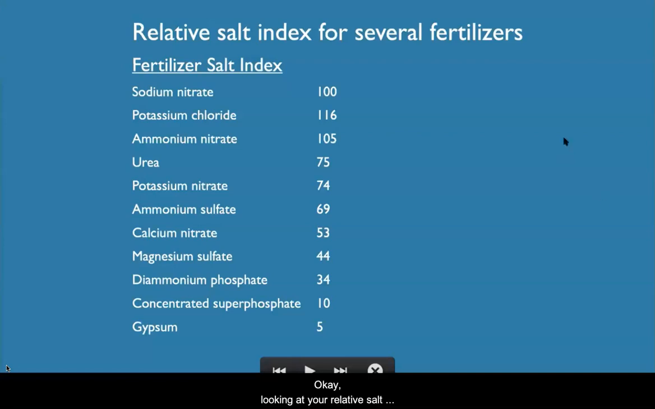Okay, looking at your relative salt index for several different types of fertilizers, I've got them listed here. And again, I'm going to make this presentation and recording available later. So we've got sodium nitrate, potassium chloride, and ammonium nitrate as kind of the big three that hold a lot of salt. As you go down in scale here through the middle, there's a lot of common fertilizers people use in there. And then as you get towards the bottom, things that actually don't have a lot of salt are the phosphorus fertilizers like diammonium phosphate, concentrated superphosphate, and gypsum. So again, most of the time you're seeing salt here is when we've got some nitrogen fertilizers and those with chloride in them.